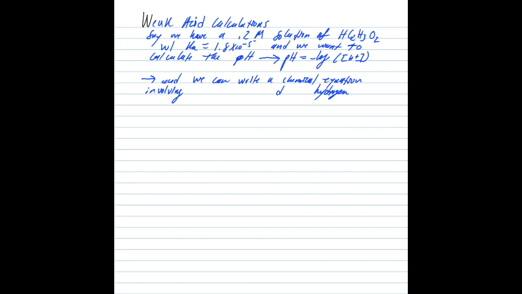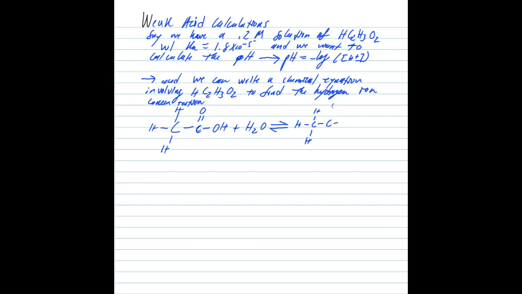Basically the situation here is that somebody has taken solid acetic acid and measured it out, and put enough solid acetic acid into a container filled with water, a vial filled with water, and we got the molar concentration to 0.2 molar. And we know that the Ka for acetic acid is 1.8 times 10 to the negative fifth. That's already given to us. So we can write a chemical equation involving acetic acid to find the hydrogen ion concentration.